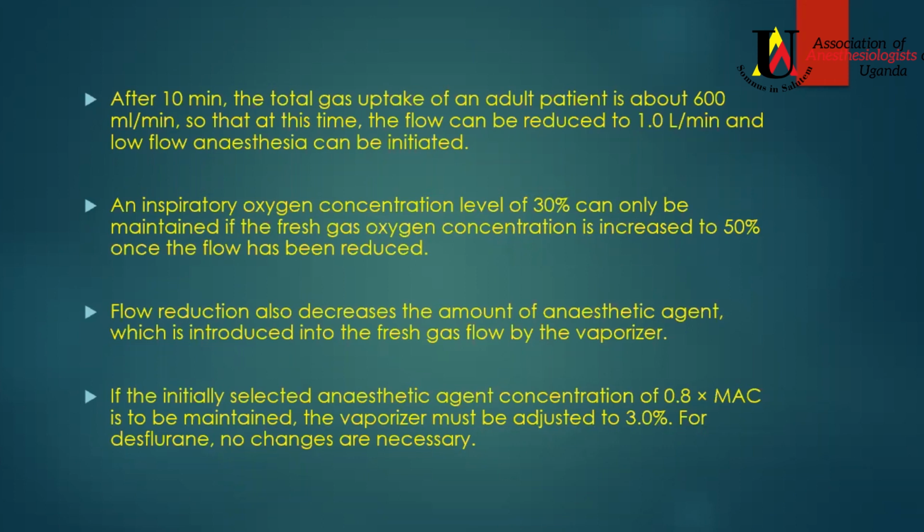So flow reduction also decreases the amount of anesthetic agent because of the time effects. If the initially selected anesthetic agent concentration targets 0.8 times your MAC, then you must adjust, especially for isoflurane, you must go to about 3%. But for desflurane, you're already running 6 to 8%, so no changes are necessary. So usually for ISO and enflurane you need to make changes, you increase your vaporizer settings, okay? From the 1.5, 2.5, you go to around 3.0. This is just to compensate for the decrease in the amount of anesthetic agent.